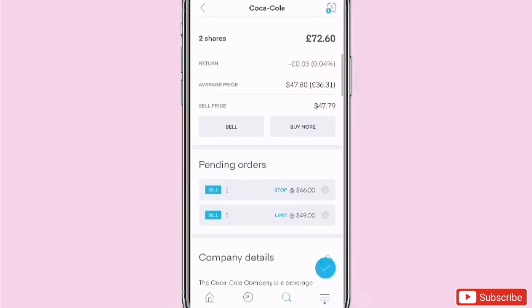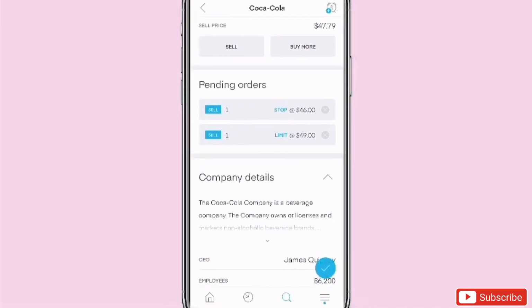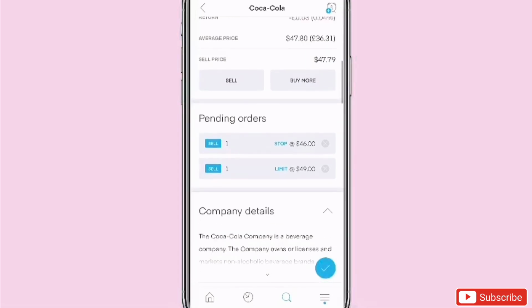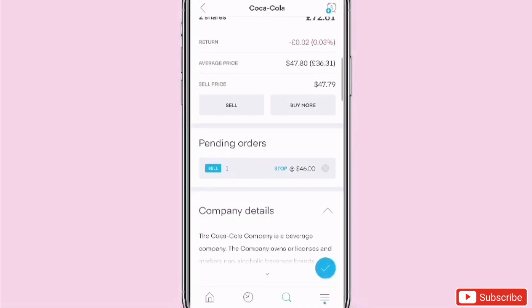I now have two orders placed, a stop order and a limit order. The limit order is going to sell it if it hits a certain price above my current price, and my stop order is going to sell it if it hits $46. So if it's anywhere between that price, it's going to sell. You of course don't need to do this. Say I didn't want to sell it, I wanted to cancel my limit order. Now I just have the stop order, $46.